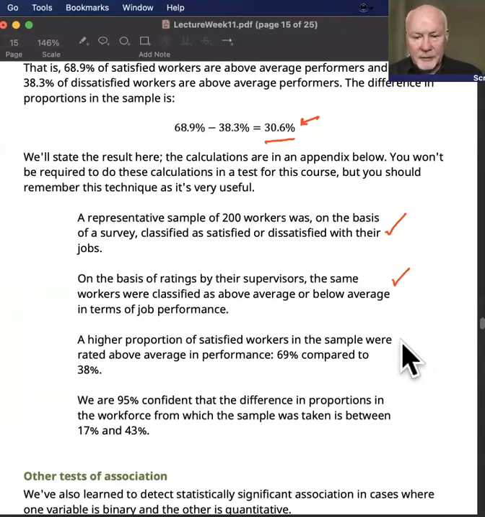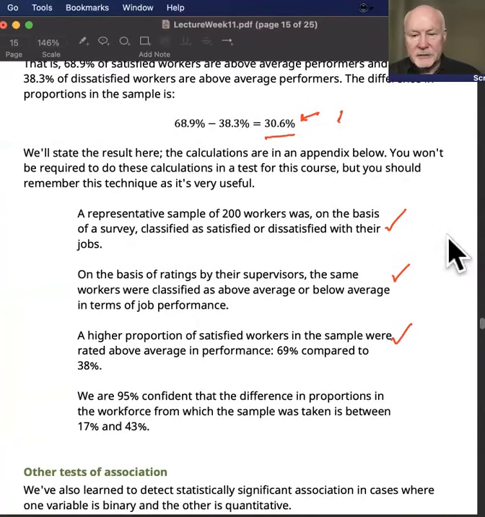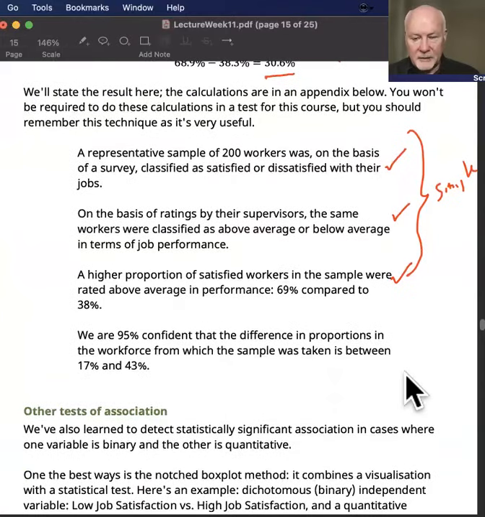Now, then we talk about the proportions in the sample. A higher proportion of satisfied workers in the sample were rated above average in performance, 69% compared to 38%. I've just rounded the numbers there. Now here's where we go. This is all about the sample. And now we go to an inference about the population.